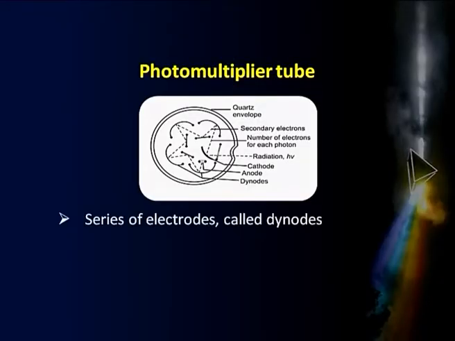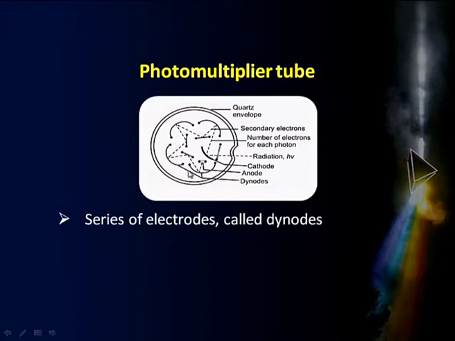The next one is the photomultiplier tube. As the name suggests, it is a photomultiplier. That means it is going to do some kind of amplification of the input. Let us see how it works. Basically, a photomultiplier tube consists of a series of electrodes called dynodes. What you see in this diagram here is a schematic diagram.